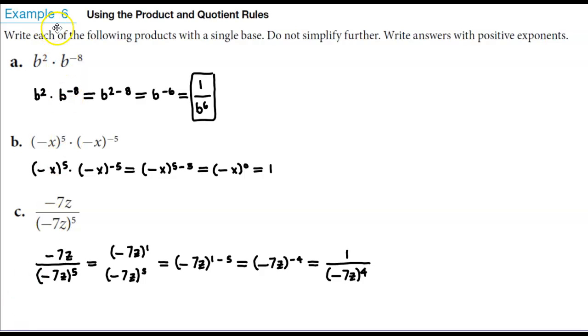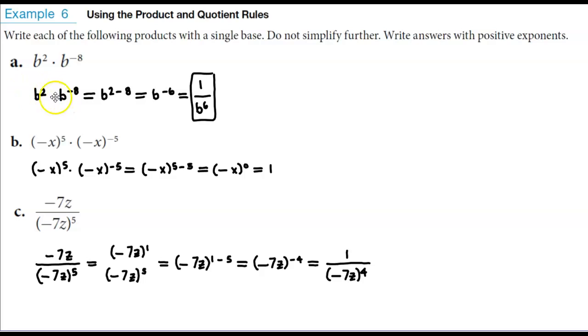Okay, in example number 6, we're going to use the product and quotient rules together. So we're going to write each of the following products with a single base, do not simplify further, and then we're going to write answers with positive exponents. So in part A, we have b to the second power times b to the negative 8 power.